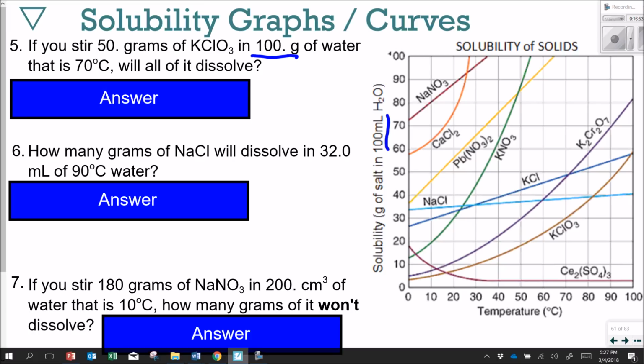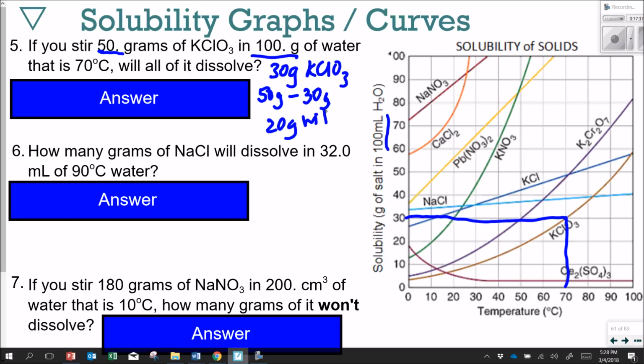So then I go to 70 Celsius, and I go to potassium chlorate. And that is equivalent to 30 grams that will dissolve. So at 70 Celsius, 30 grams of KClO3 will dissolve. So if I have 50 grams, I have too much, and not all of it will dissolve. So if I do 50 minus 30, 20 grams will not dissolve.